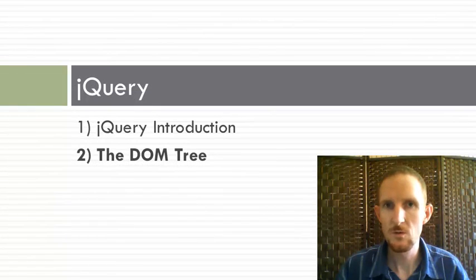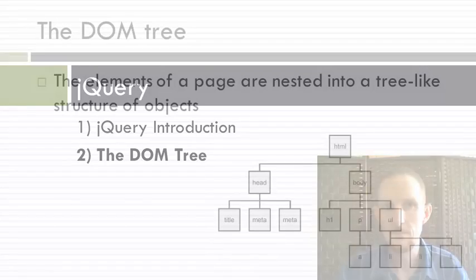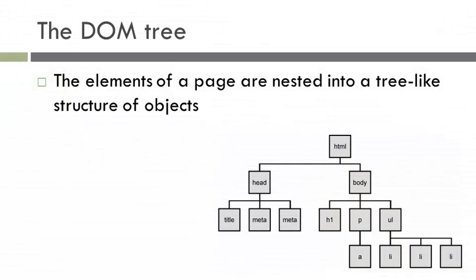In this section, we will look at the DOM and how to interact with it using jQuery. The DOM tree refers to the nesting of the elements on the page and how they form a tree-like structure. In this example here, you can see that the root node is HTML. Underneath it, you have the head and the body. Within the body is our HTML tags that we are used to. H1, paragraph, unordered list, and so on.